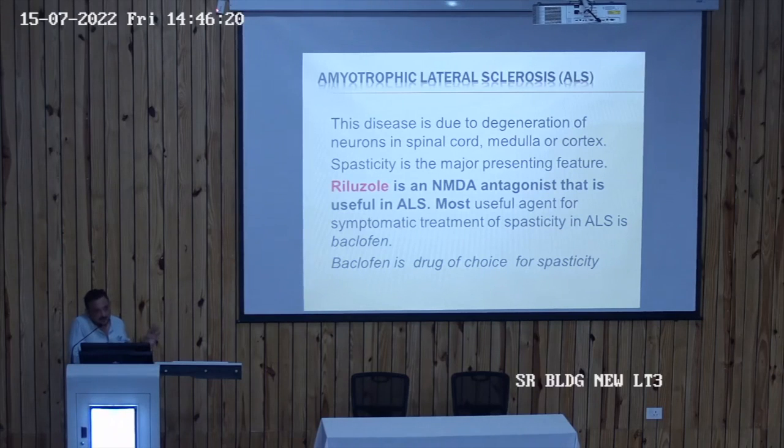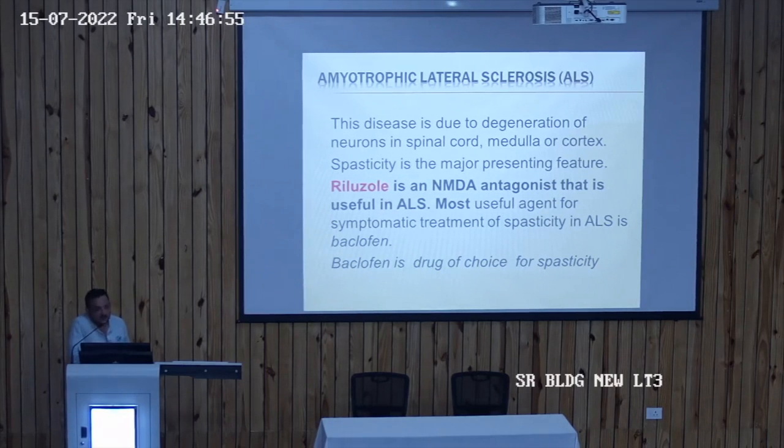So you can still pass the exams, you can still learn things, but you are immobile. You cannot move your hands, you cannot move your legs, you are bound to a wheelchair. Only one drug is there, riluzole. It is an NMDA antagonist and it is useful in ALS. But it is also a terminal disease.